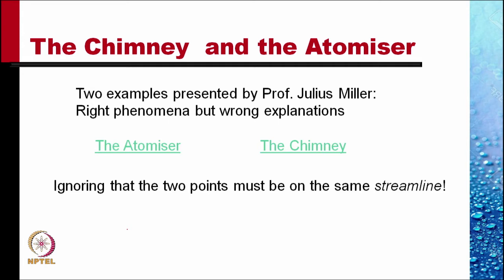Professor Julius Miller is a famous educationist who prepares a lot of videos to teach fluid mechanics, and in his pictures there are a couple of examples given where the phenomena is right but the explanation following the Bernoulli equation is wrong. The two examples are shown here. One is the atomizer and the other is the chimney.